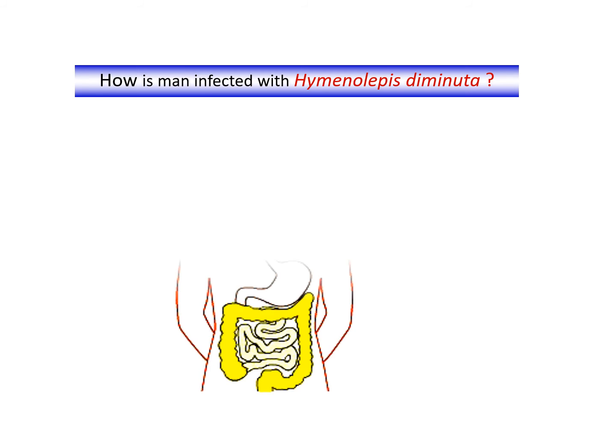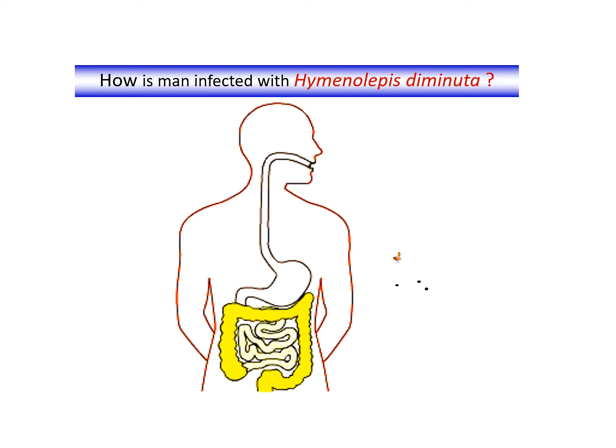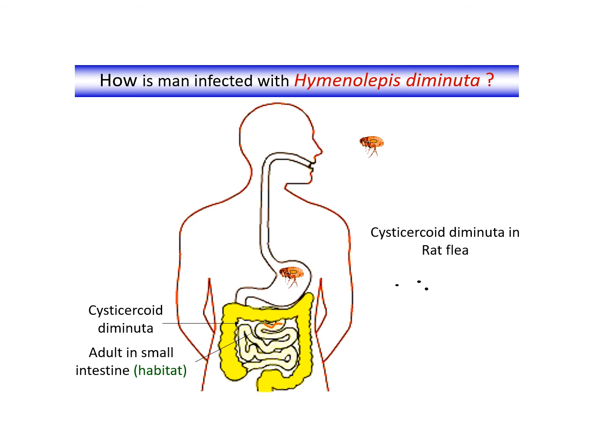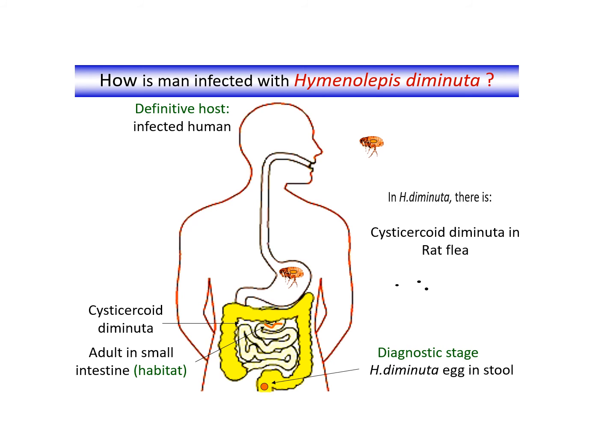How is man infected with Hymenolepis diminuta? This is the man. This is the rat flea. Cysticercoid inside. He eats the rat flea, goes to small intestine. Infected man is the definitive host. Egg passes in stool. One infective stage only in diminuta.